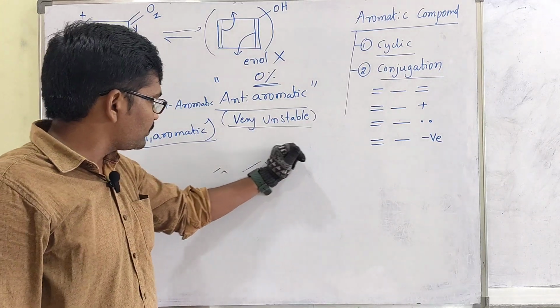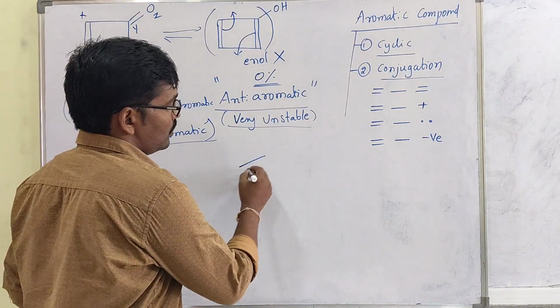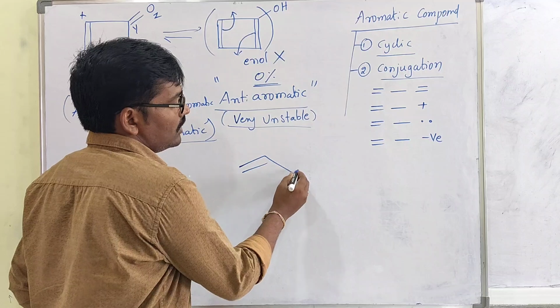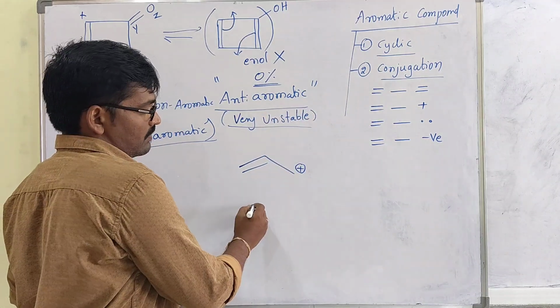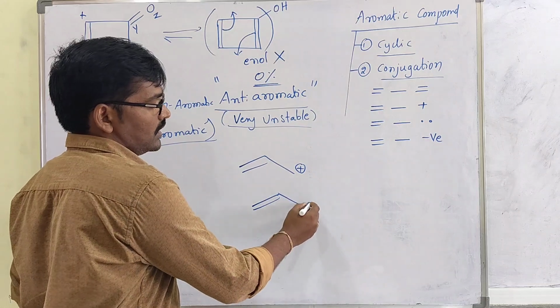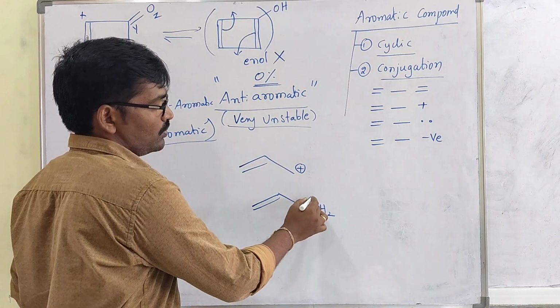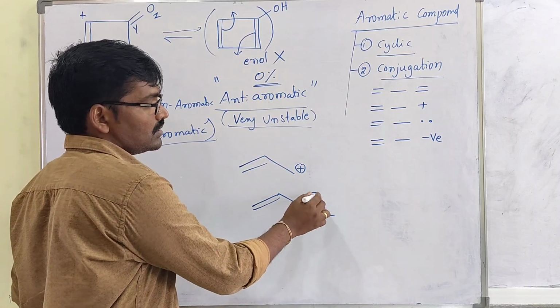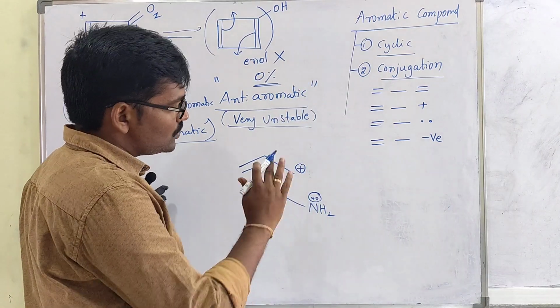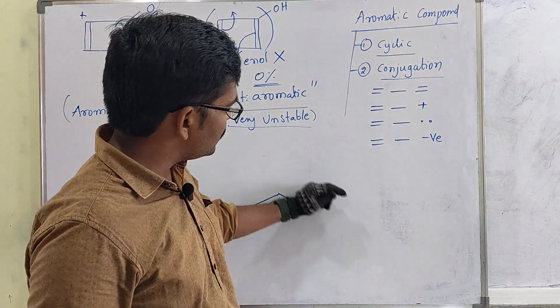Or otherwise, so double bond, then single bond, positive charge. So even like this also conjugation. Or otherwise, double bond, then single bond, then for example in NH2 is there, lone pair of electrons are there. So double bond, single bond, lone pair of electrons, also conjugation. Negative charge in case, that is also conjugation.